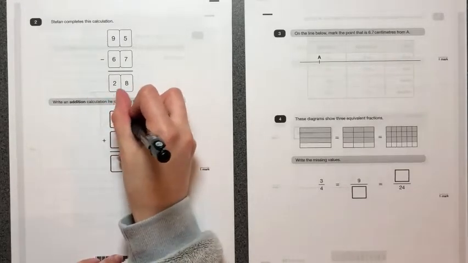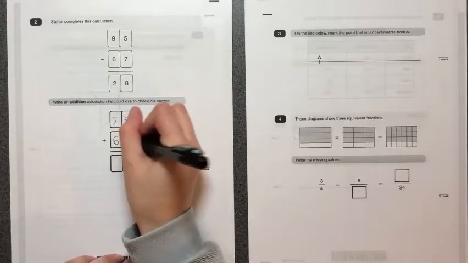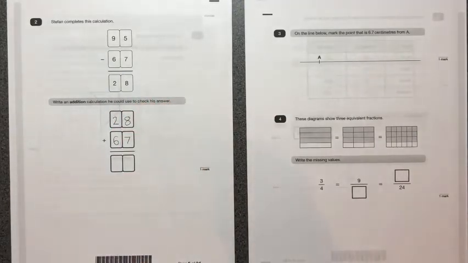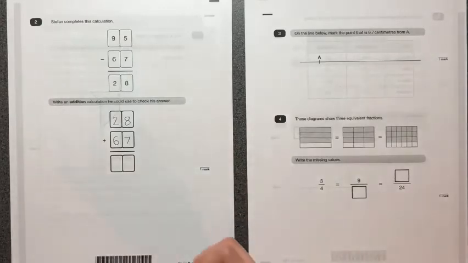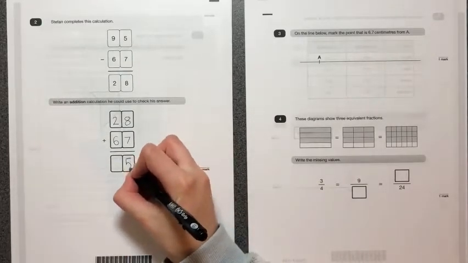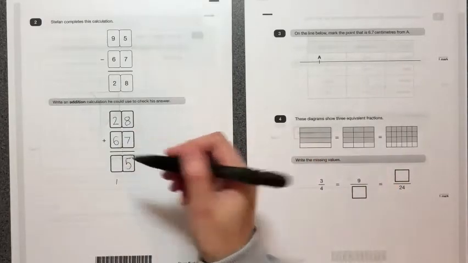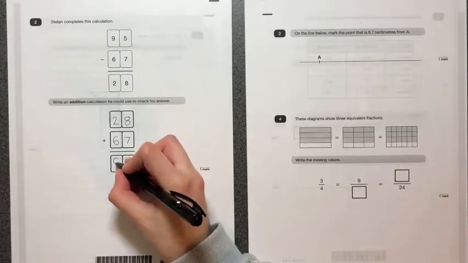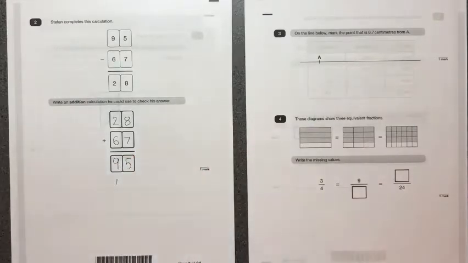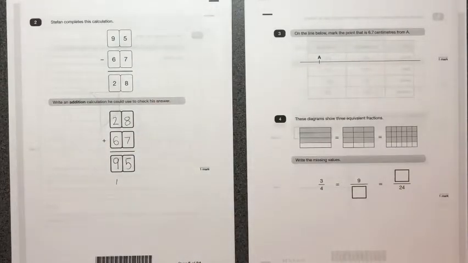28 plus 67. Now this is going to work it out as a normal column method. 8 plus 7 is 15. We're going to write the 5, carry the 1. 2 plus 6 is 8, plus this 1 down here is 9. 95. And we can see that, yep, it does equal 95. So his calculation must be correct.